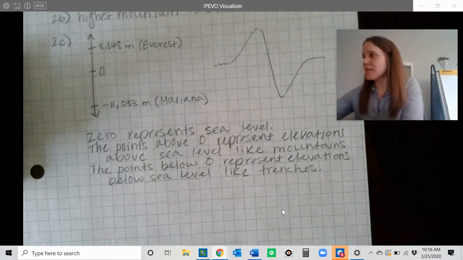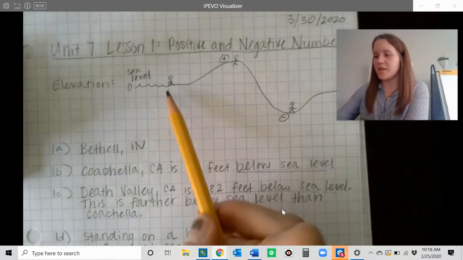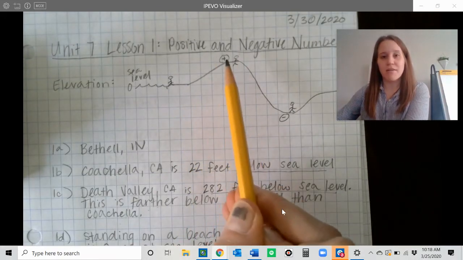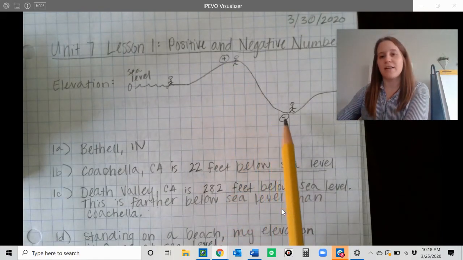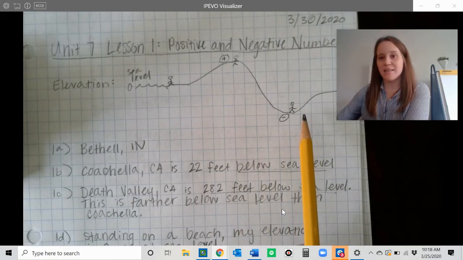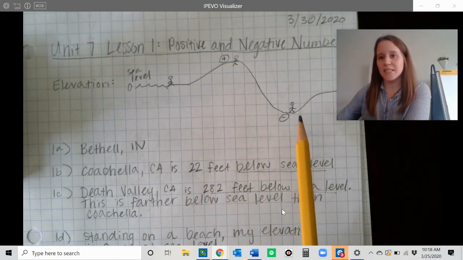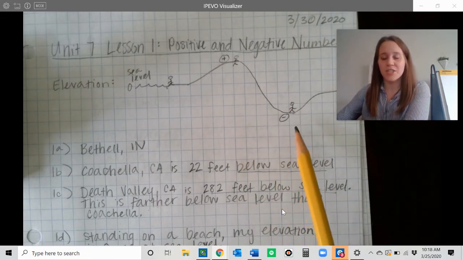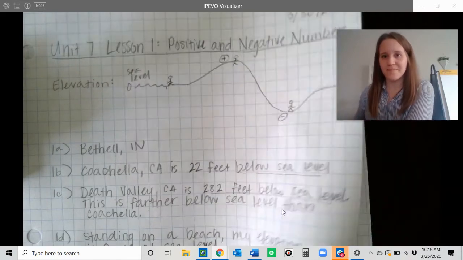One thing to note is that being below sea level doesn't mean you need to be underwater. I just want to remind you, at the very beginning, we said you could be at the beach, climb up the hill next to the beach and have a positive elevation above sea level. And you could walk down into a valley that is below sea level, but not underwater. So there are places like Death Valley, California, and Coachella, California, that have these negative elevations that are obviously totally dry.